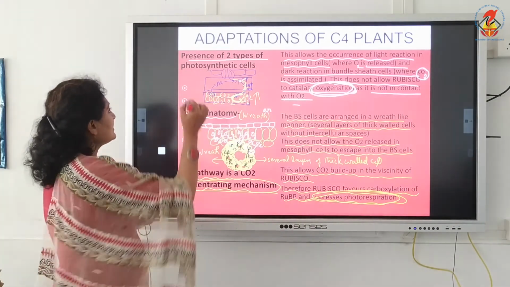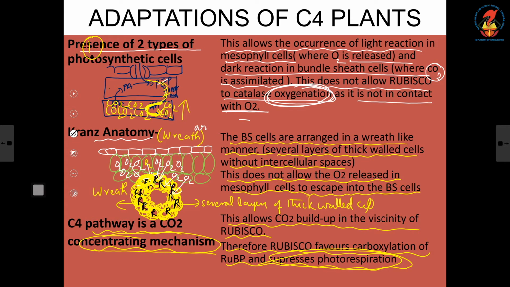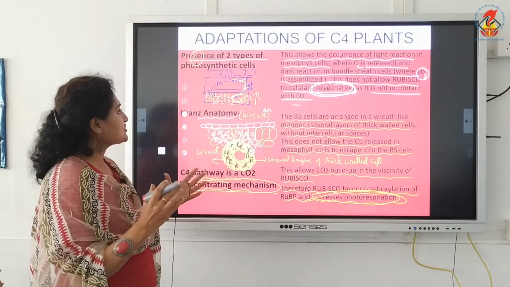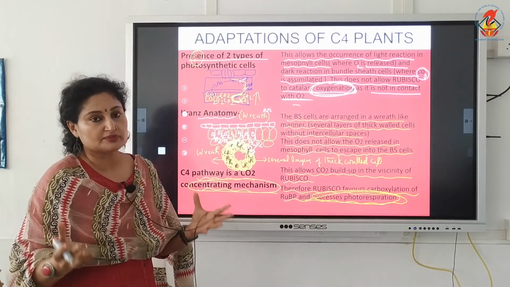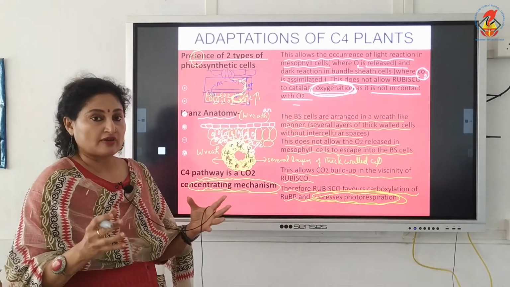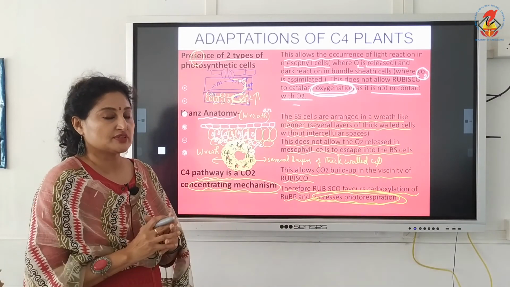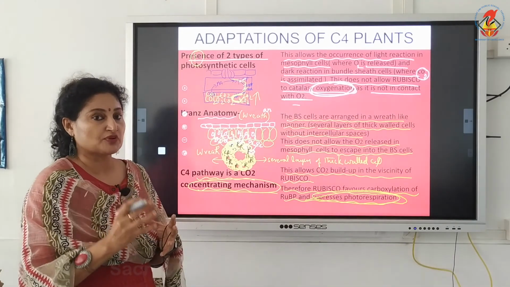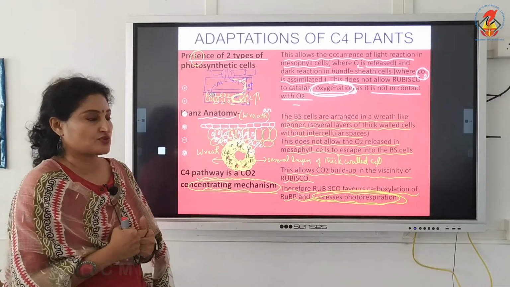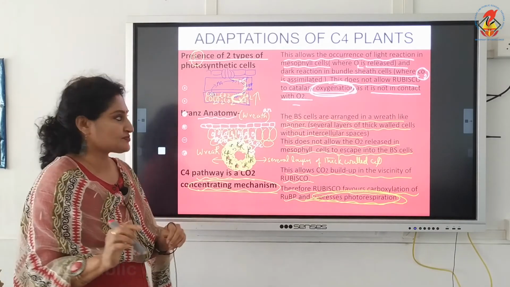So once again, a brief outline. Presence of 2 cell types, therefore light reaction occurs in one cell type, that is mesophyll cell, and dark reaction occurs in the bundle sheath cells. As a result of light reaction, oxygen is produced, but our rubisco is present in the bundle sheath cell, so there is no chance of the oxygen that is produced as a result of light reaction in the mesophyll cells to come in contact with rubisco. So photorespiration is ruled out.